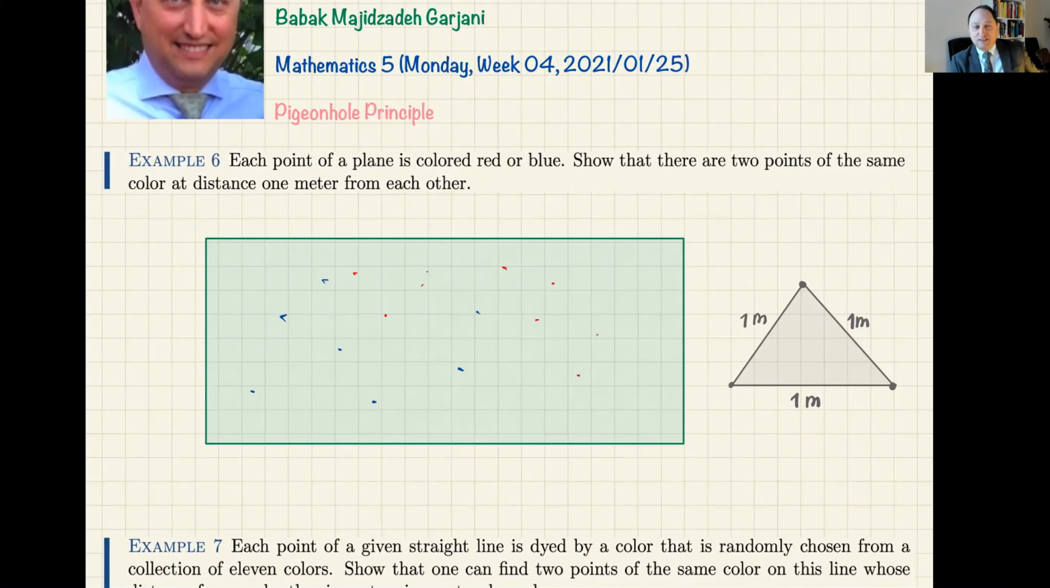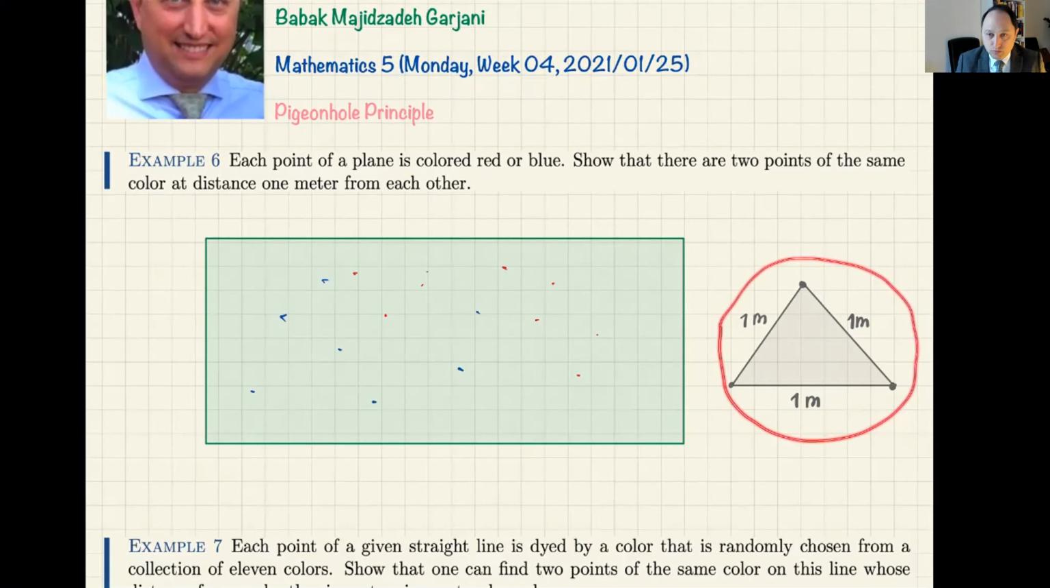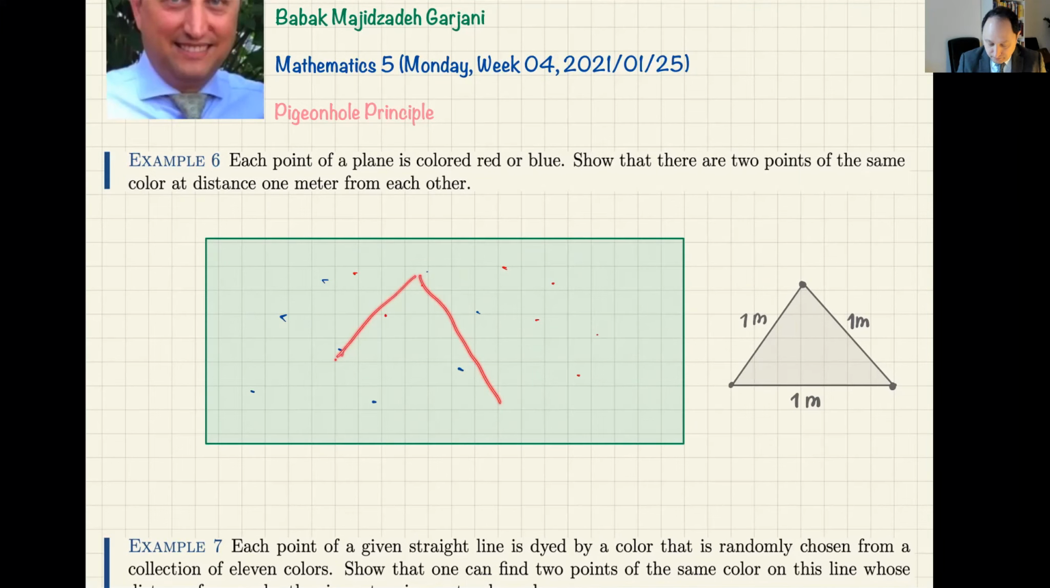Colors, red or blue. So let me just describe it for you. You can imagine this situation in your head. I have a plane. I have some points colored in blue. Some points are colored in red at random. I don't know what is happening here. I know the situation, but I am telling you, take this triangle with you and just throw it here, any way that you want to do it. You take your triangle and put it on your plane.